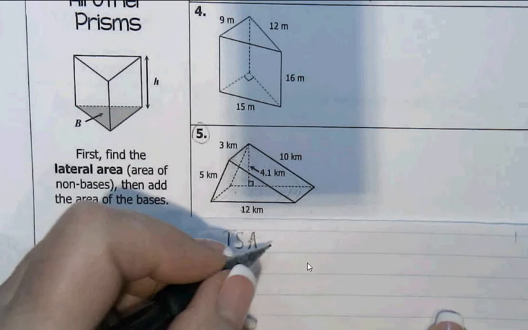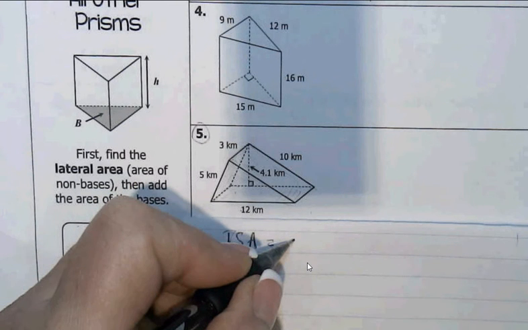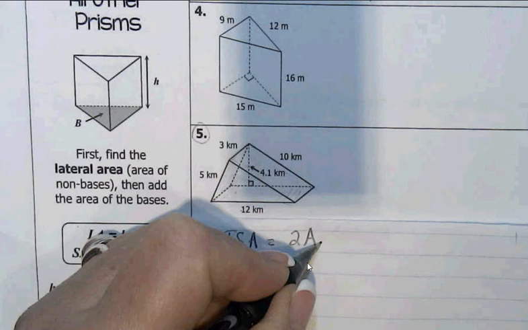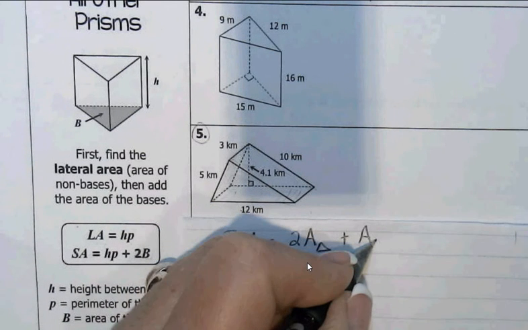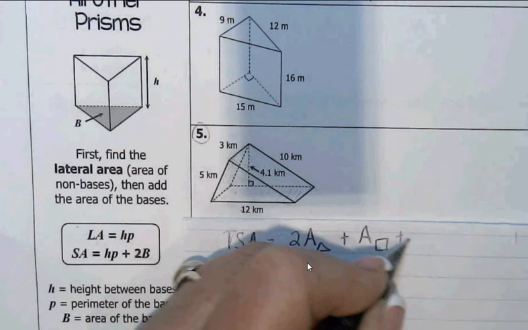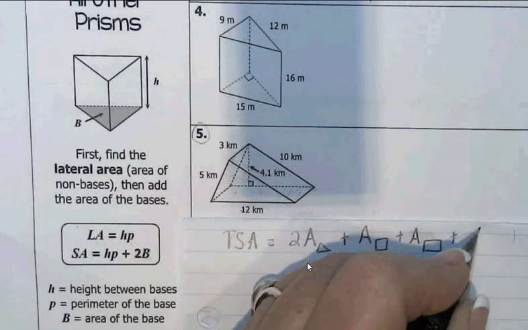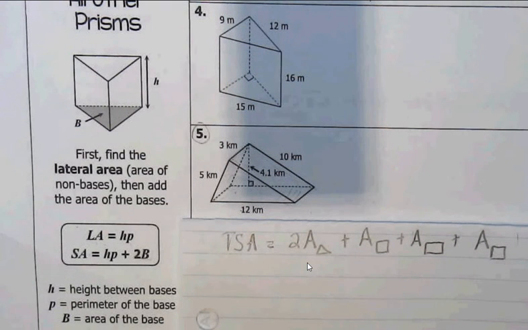So we do know that we have 2 triangles. So we're going to find 2 times the area of the triangles, plus the area of a rectangle, plus the area of another rectangle, plus the area of another rectangle. So we have 5 faces to find. 2, 3, 4, 5. And these rectangles are not all the same dimensions.